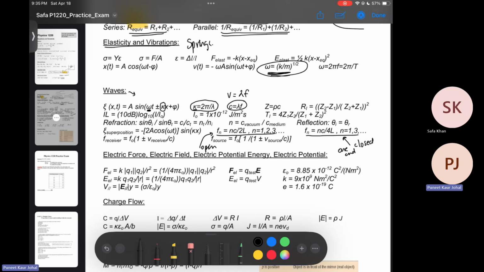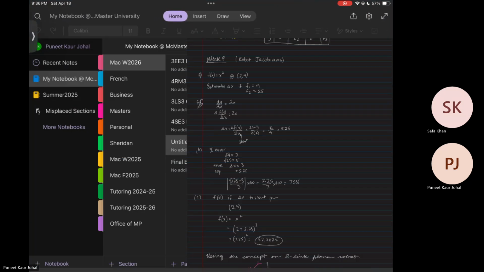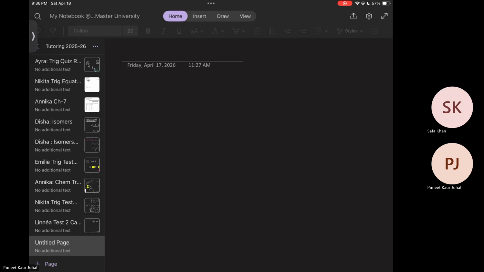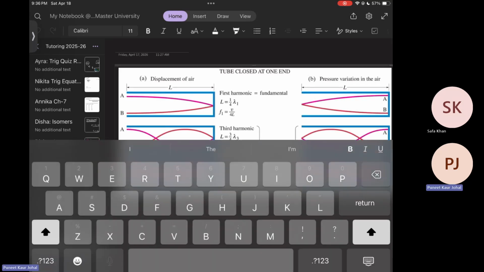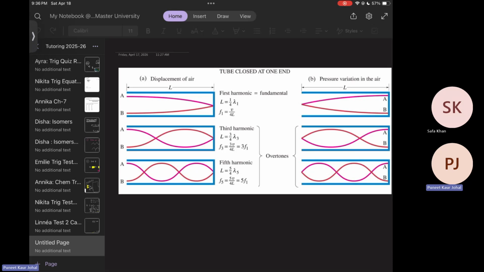Okay, I'm going to copy paste this image that I just found. I think it'll be really helpful. I'll show you it here. Oh, there we go. So apparently this is the formula for a tube that is closed at one end.